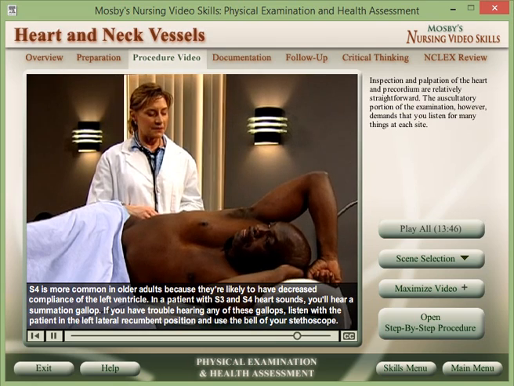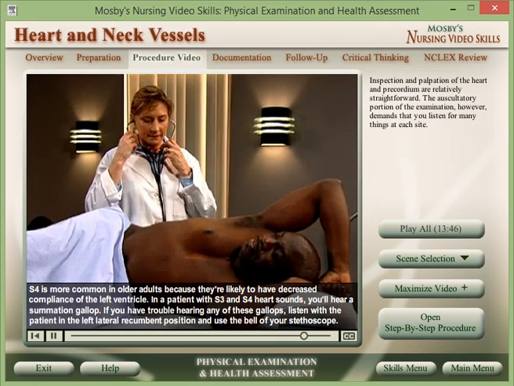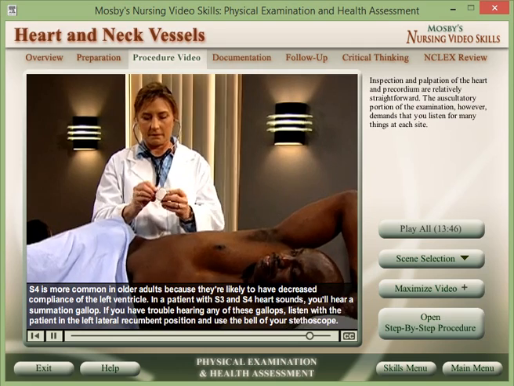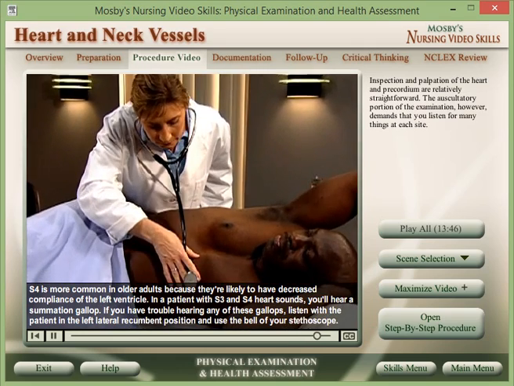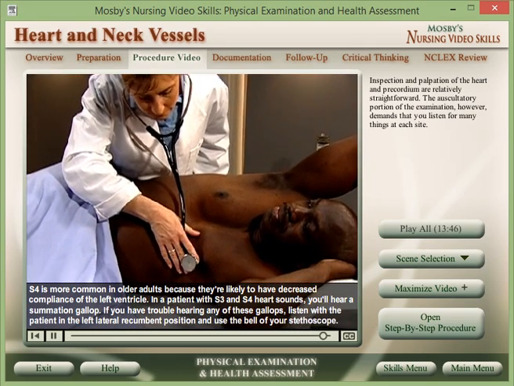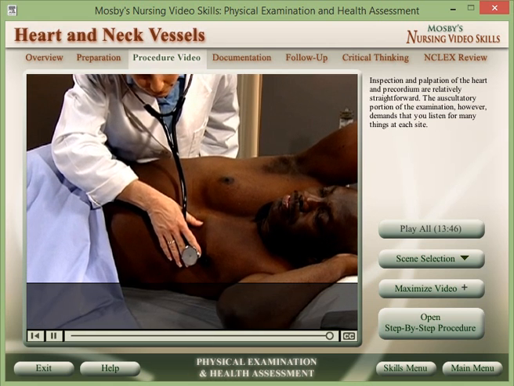Now I'm going to listen to your heart some more. If you have trouble hearing any of these gallops, listen with the patient in the left lateral recumbent position and use the bell of your stethoscope.